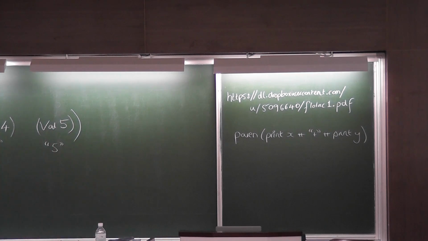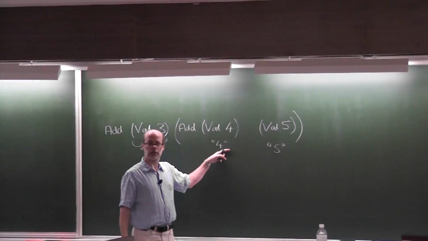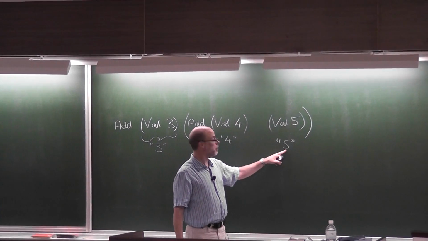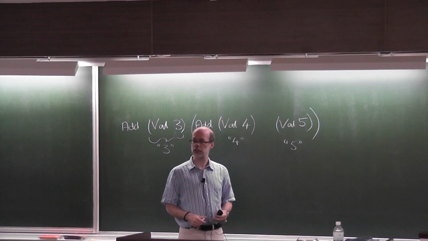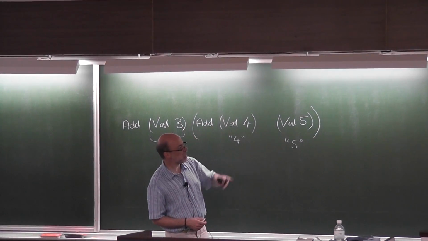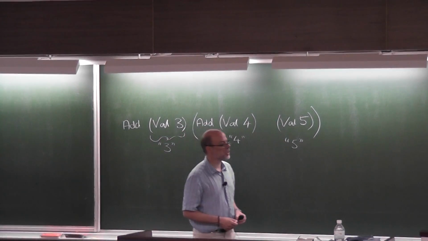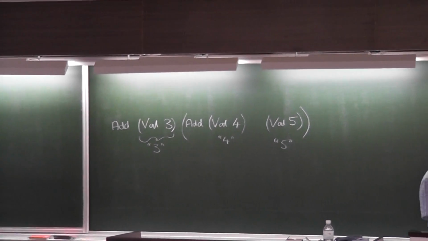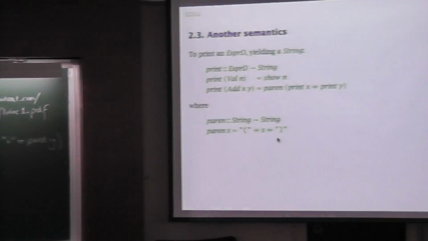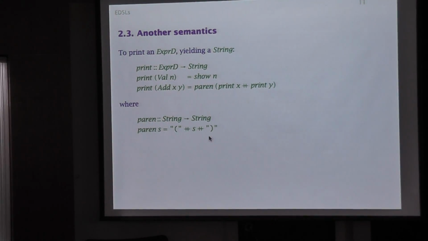So the idea is that ++ here is the operator in Haskell that takes 2 strings and concatenates them. And what I meant to say was the semantics of an add is the semantics of the left part, the semantics of the right part, appended, concatenated, but with a plus character in the middle. And then parend takes a string S and puts an open parenthesis on the beginning of it and a closed parenthesis on the end of it.